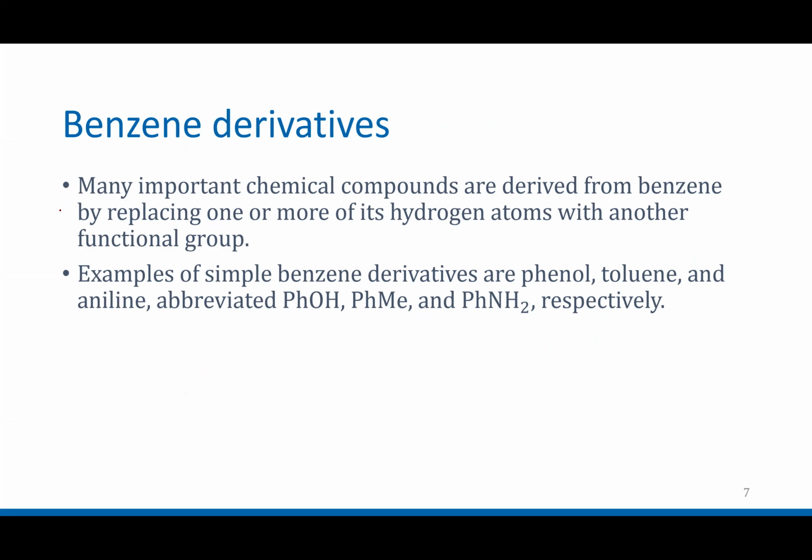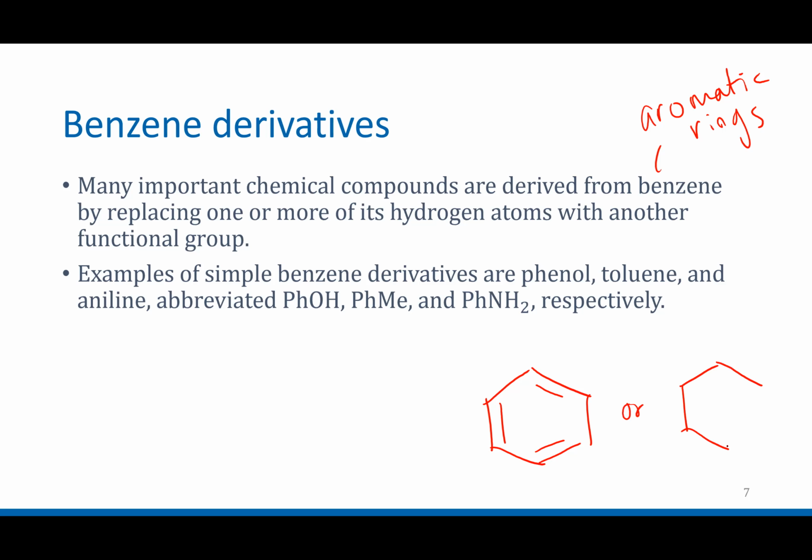Okay, so many important chemical compounds are derived from benzene. What I mean by saying derived from benzene is they have aromatic rings. Just remember, last class we learned aromatic rings are rings that look like this. Sometimes in different books or websites, they draw it like this. An aromatic or benzene ring is a 6-carbon ring, so cyclohexane, but it has double bonds on every second carbon.